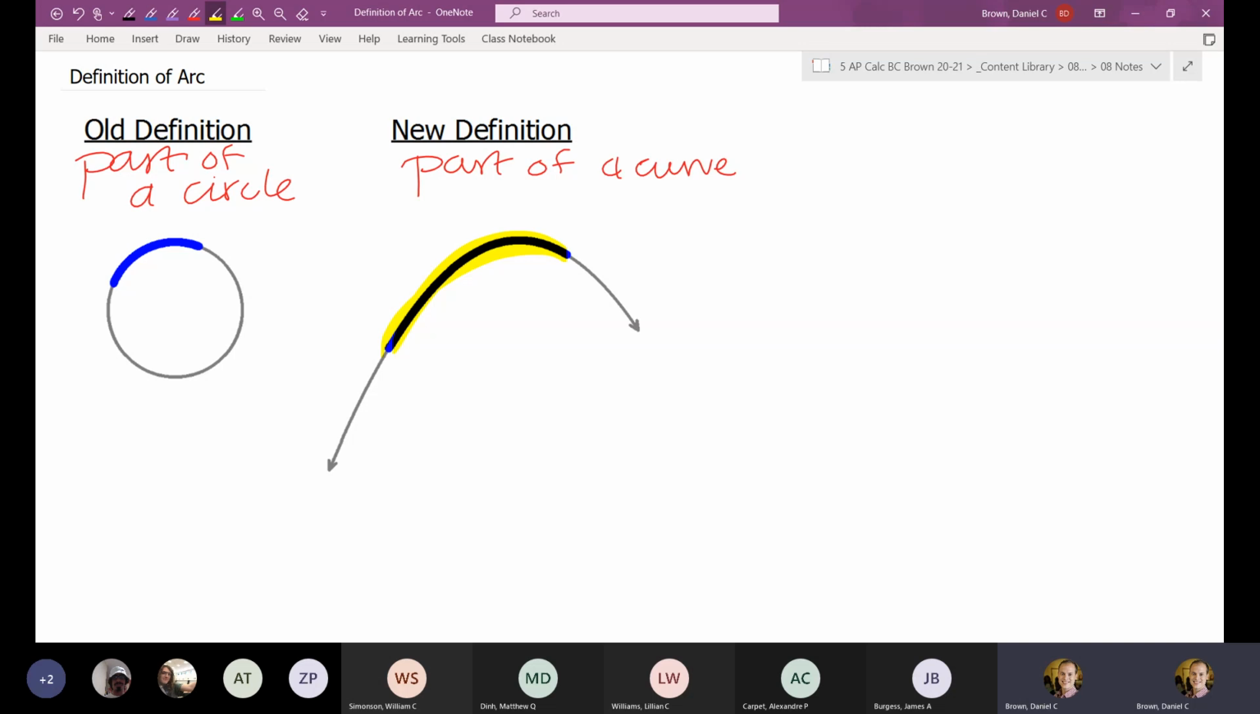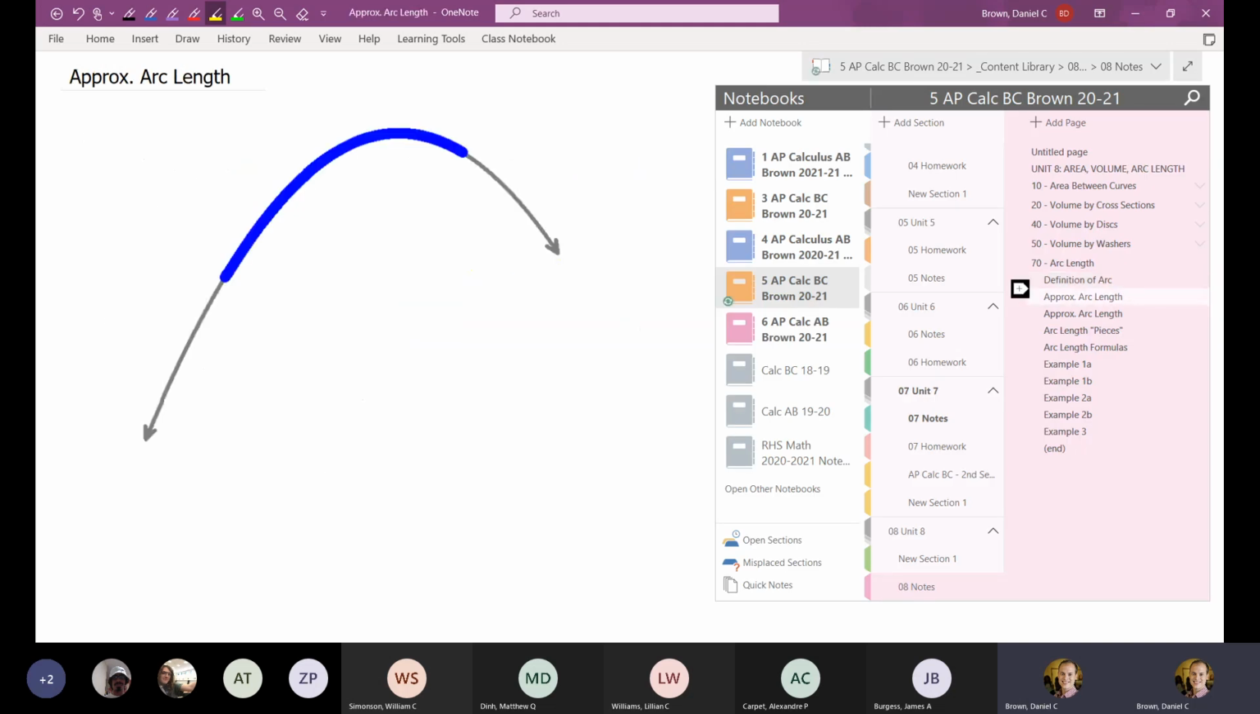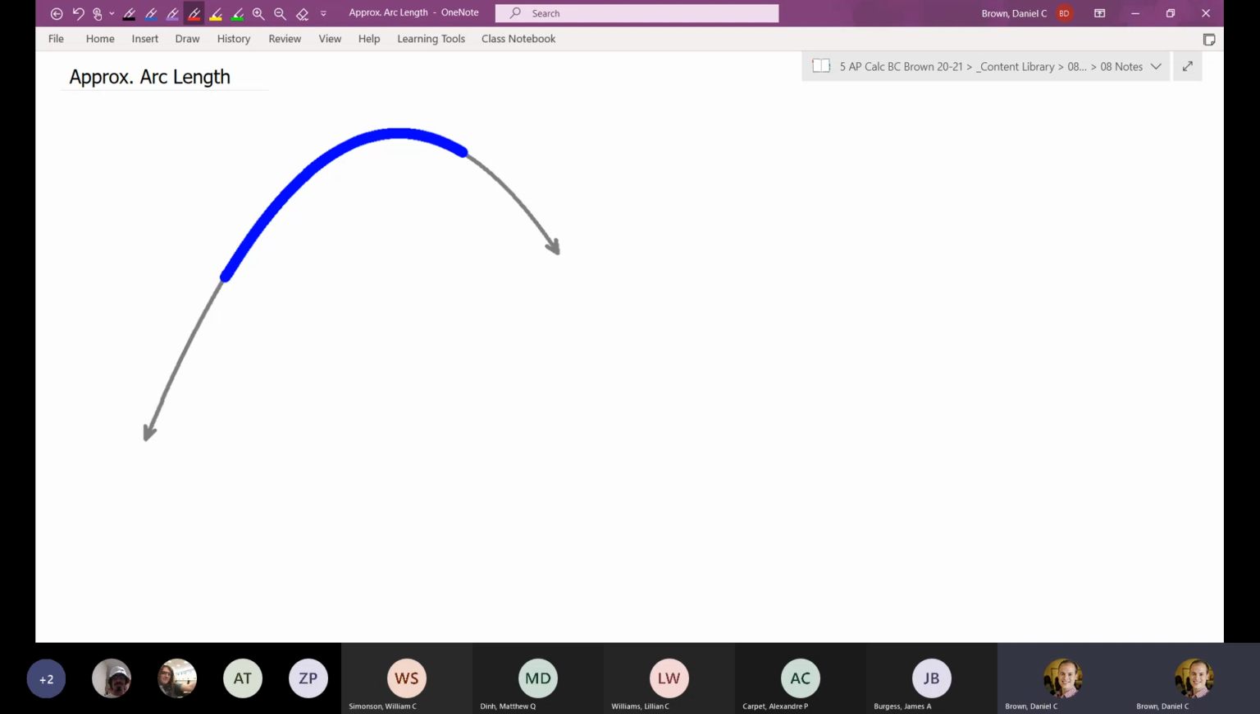When we're talking about arc length, I think it's best to start off by talking about where we can even approximate arc length from. So here's this function. If I want to find the length of that blue section, it's not like I can get a tape measure and just measure how long it is. You want to use the math to figure out how long that arc is.